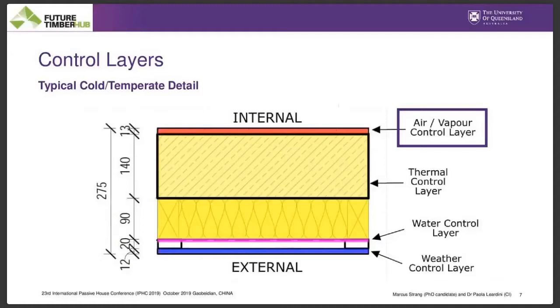And we also have the water control layer, which acts as a redundancy, just in case any rain is getting past the cladding. It prevents it going into the assembly to cause moisture accumulation, which will eventually cause mold and rots and structural deterioration.